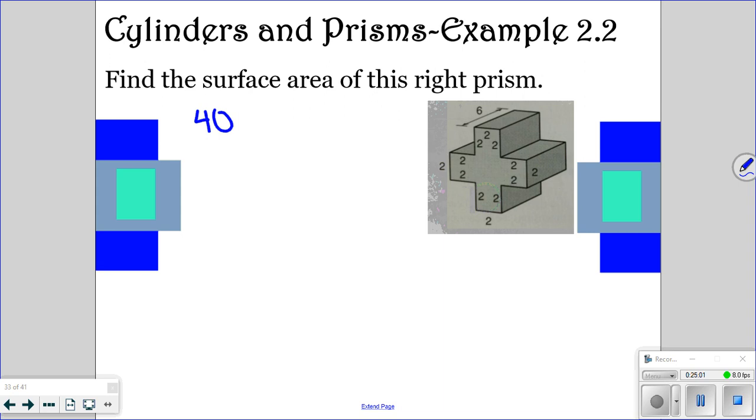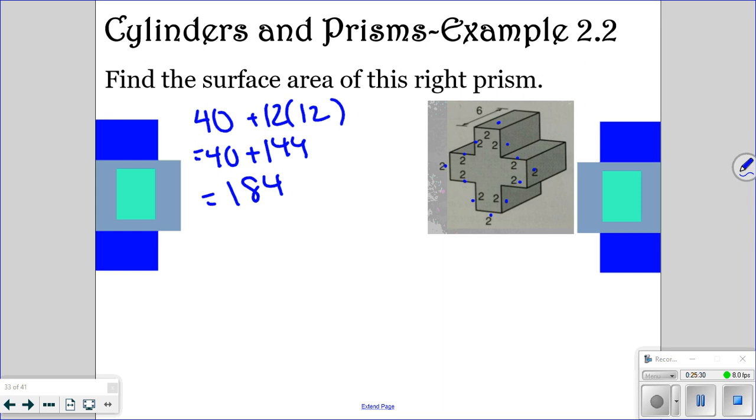And then to find the area of all the side pieces, they are 2 by 6, all of them, and so we just need to figure out how many we have. So we have 1, 2, 3, 4, 5, 6, 7, 8, 9, 10, 11, and 12 of them. And they each are a 2 by 6, so that area would be 12. So you should have 40 plus 144, which is 184. It doesn't tell you a unit, so units squared. That would be your surface area for that prism.